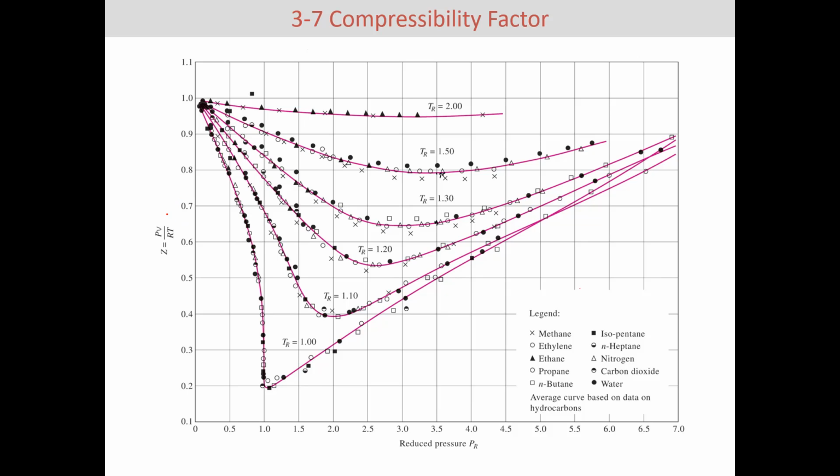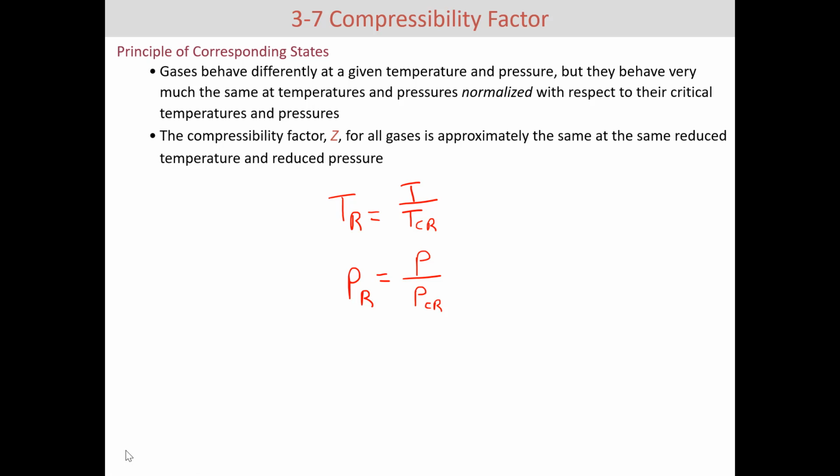We have here on the y-axis the compressibility factor Z, which you're trying to determine. You have on the x-axis the reduced pressure. So let's say I give you an ideal gas, or a gas that's at a temperature and a pressure. You look up the critical temperature and the critical pressure, and you compute the reduced temperature and the reduced pressure.